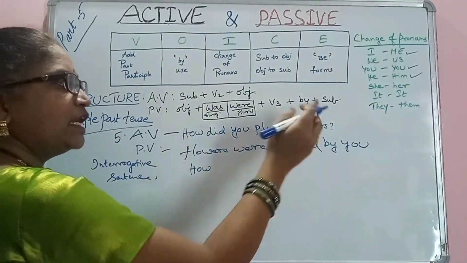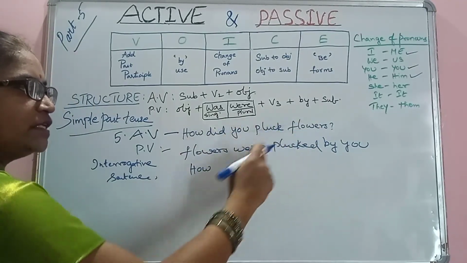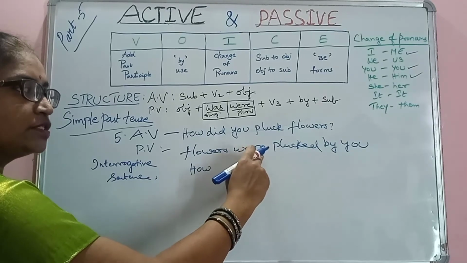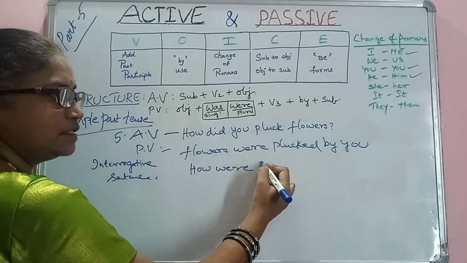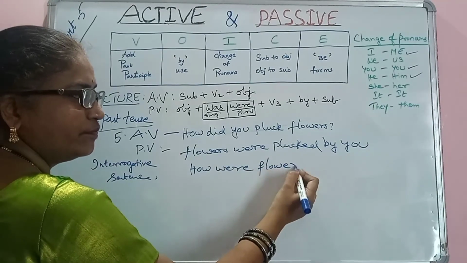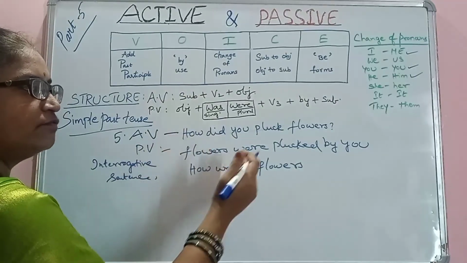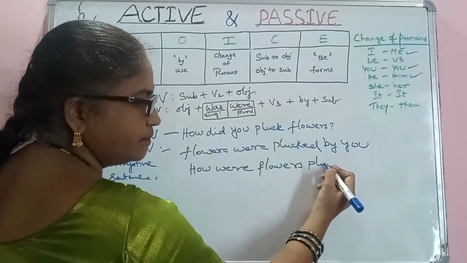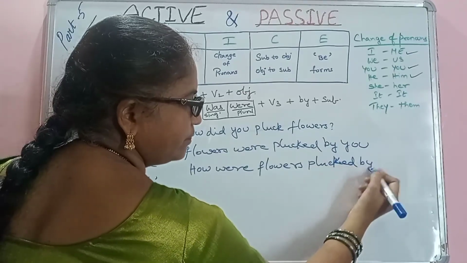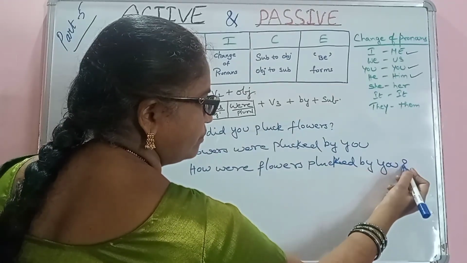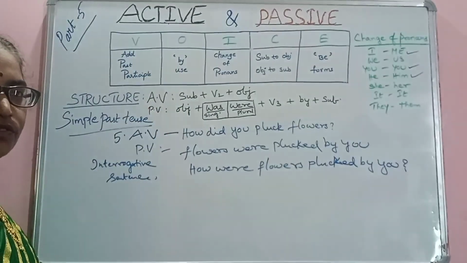And did you pluck flowers? The did you pluck flowers is used with were. How were flowers? So, exchange them and put were in the front. How were flowers plucked by you? So, it is very simple to change from active to passive voice.